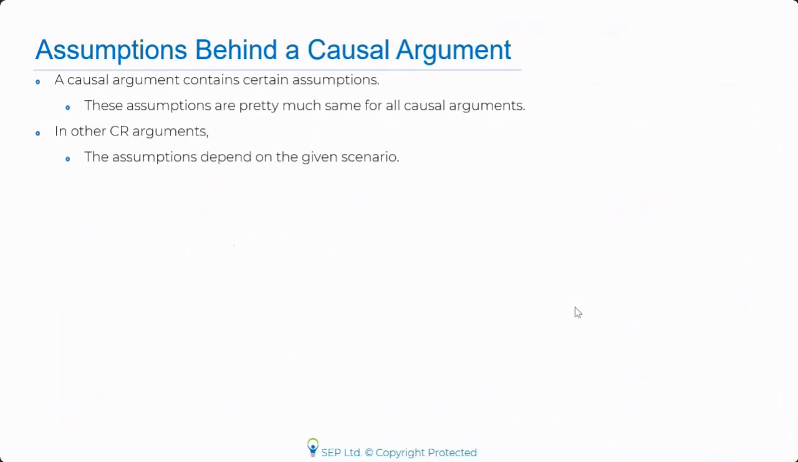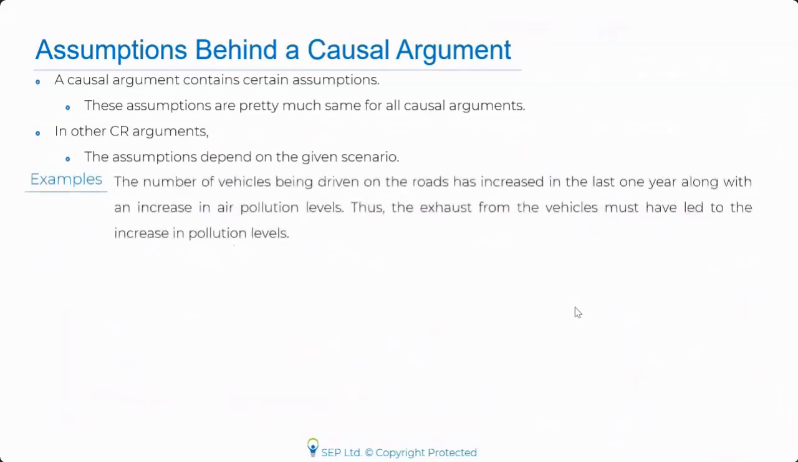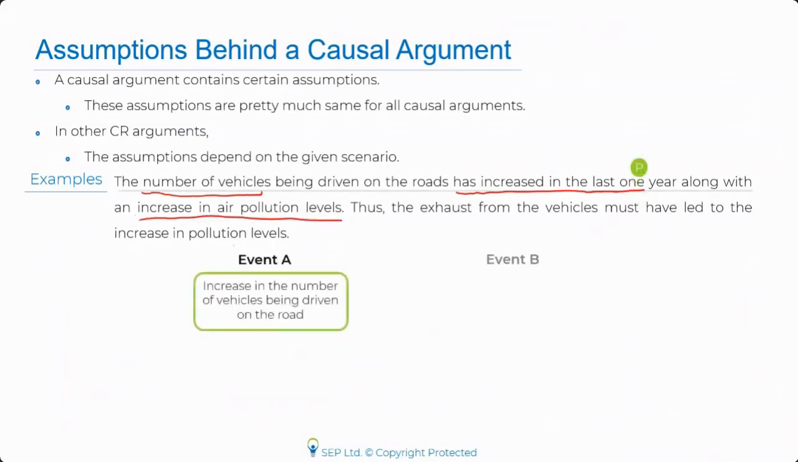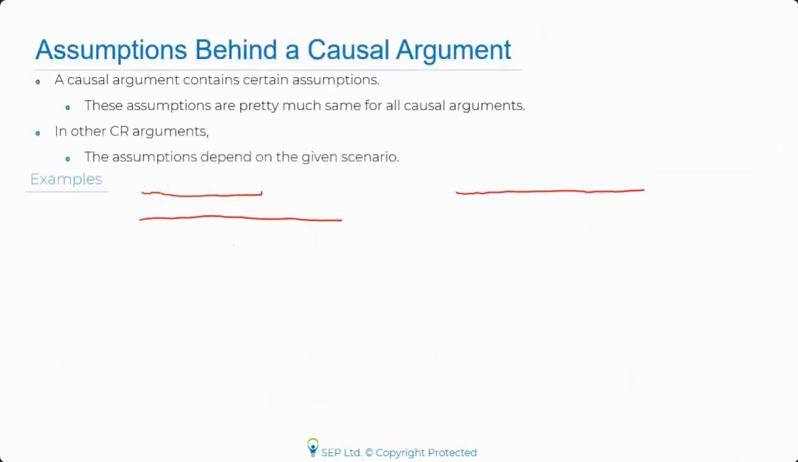Okay. Let's take an example. Now let's read this example. The number of vehicles being driven on the roads. So we are talking about number of vehicles. Okay. Has increased in the last 1 year. All right. Along with an increase, so another thing has increased, there has been an increase in air pollution levels. So two things have increased.